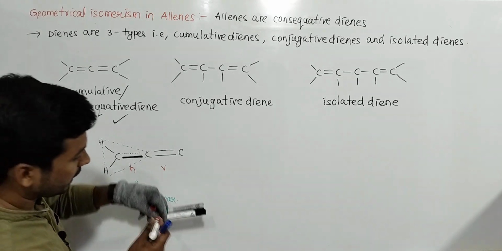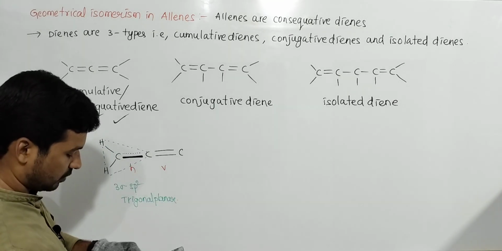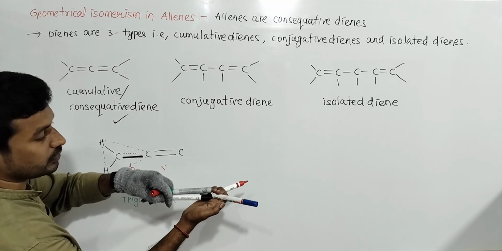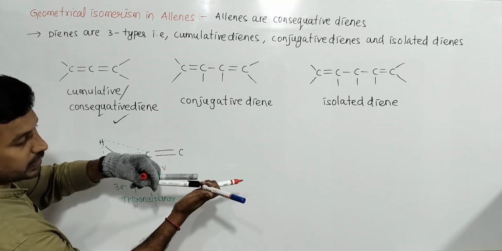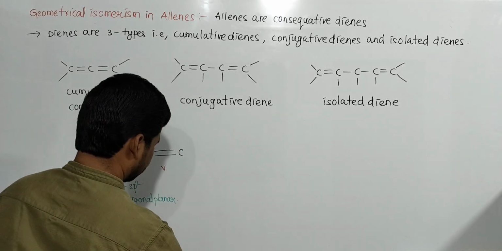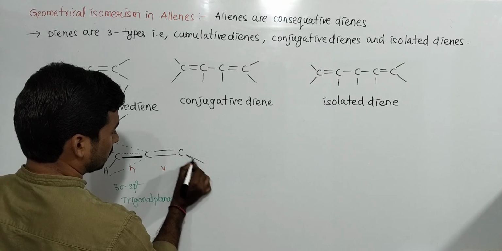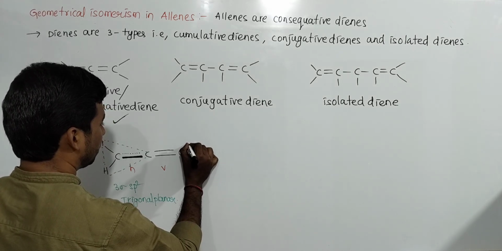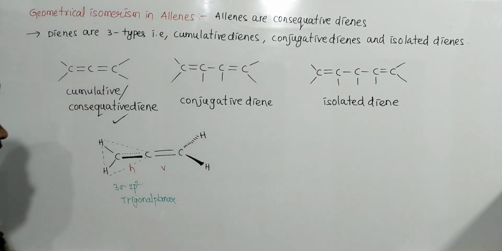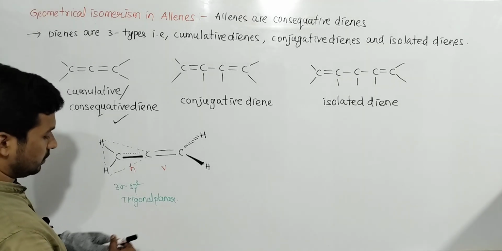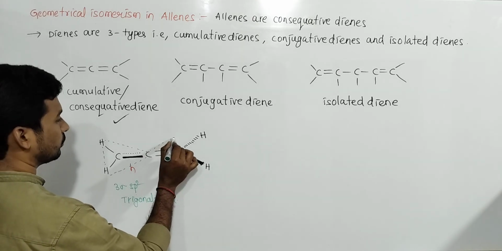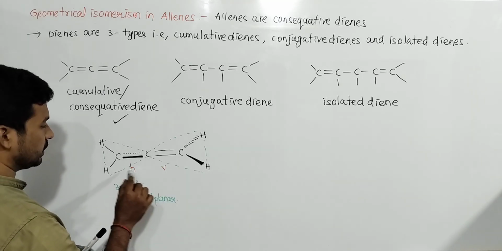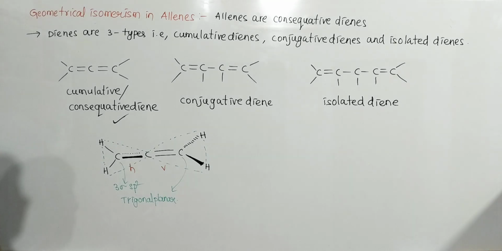Here double bonds are like this, and two hydrogens are like this. So double bonds are vertical and hydrogens are horizontal. Here one hydrogen points towards the observer, and one is away from the observer, out of the board plane, like this. So this is another plane. Here also trigonal planar shape. So this is an sp2 carbon, and this is also the same sp2 carbon, trigonal planar shape.